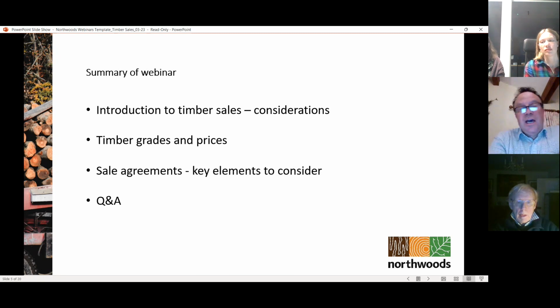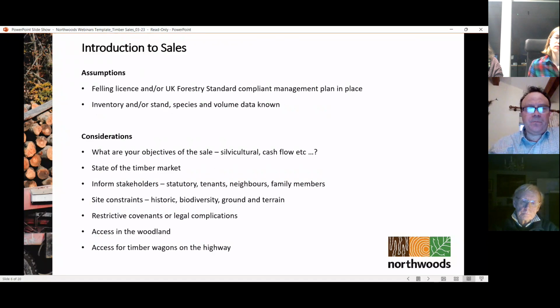So tonight there are three real elements to the presentation. There's an introduction to timber sales, the key considerations that you as the landowner or woodland owner should make, an explanation of timber grades and prices currently, and the key elements of a sale agreement, so that you understand what you should be looking at, what you should be recording and detailing, and how to prepare a successful timber sale agreement. And then at the end, we'll have a question and answer session.